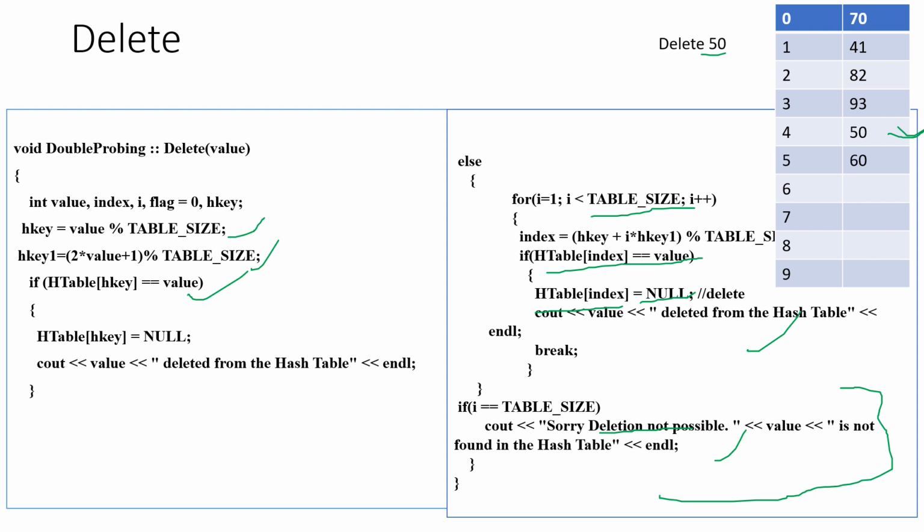here, and that's an important one. That's why I have explained. That's all about the double hashing operation.